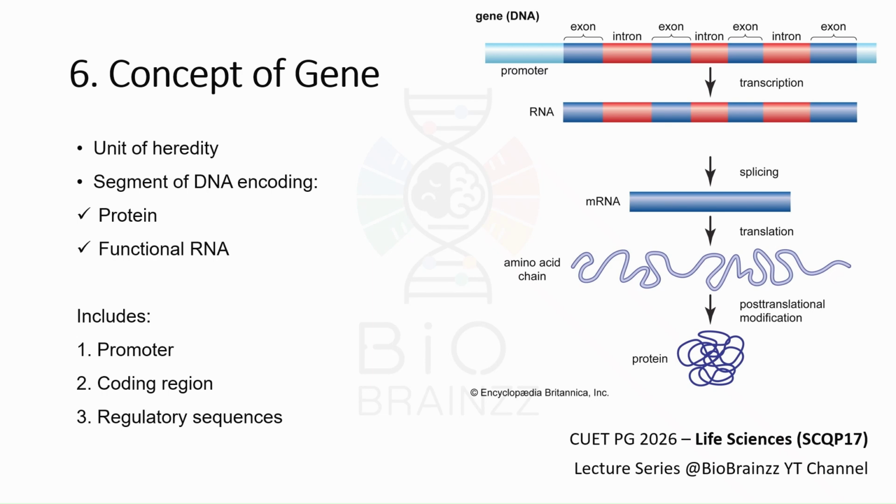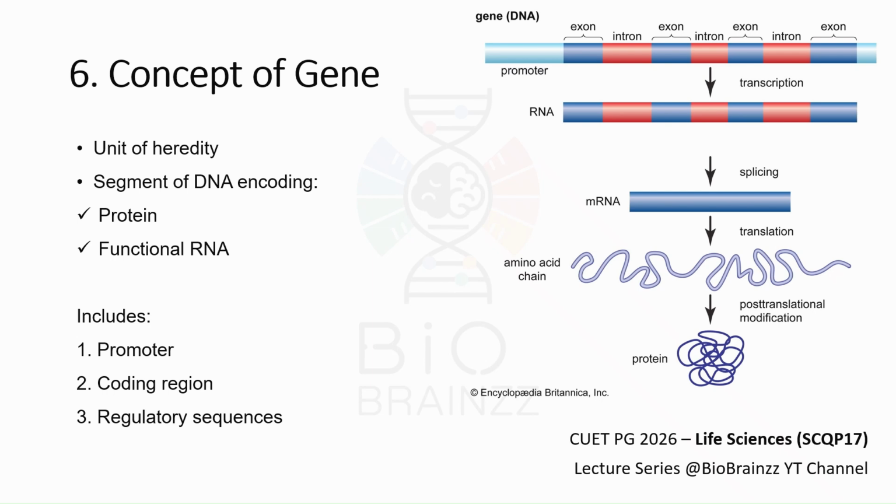A gene is not just the protein coding part, it also includes several important components. First is the promoter, which is the DNA sequence where RNA polymerase binds to begin transcription. Second is the coding region, which actually contains the information for the RNA or protein product. Third are the regulatory sequences, which control when, where, and how strongly a gene is expressed.